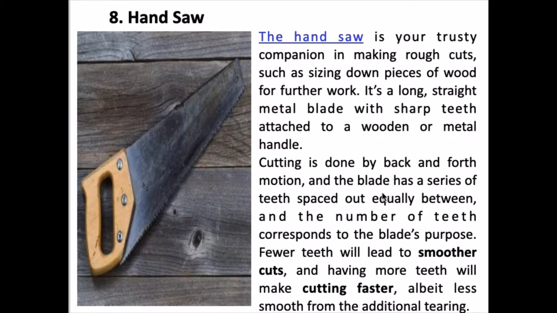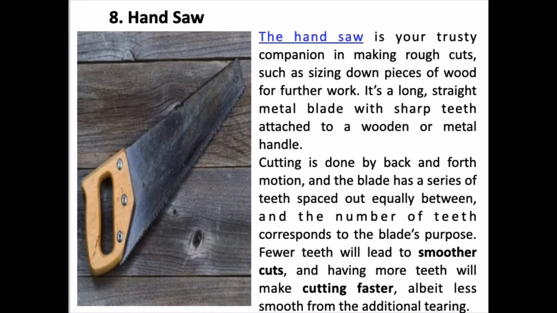We'll see it in the next coming videos. The blade has a series of teeth spaced equally, and the number of teeth corresponds to the blade's purpose. Fewer teeth will lead to smoother cuts, and having more teeth will make cutting faster, isn't it? Albeit less smooth because of the additional tearing in this handsaw.